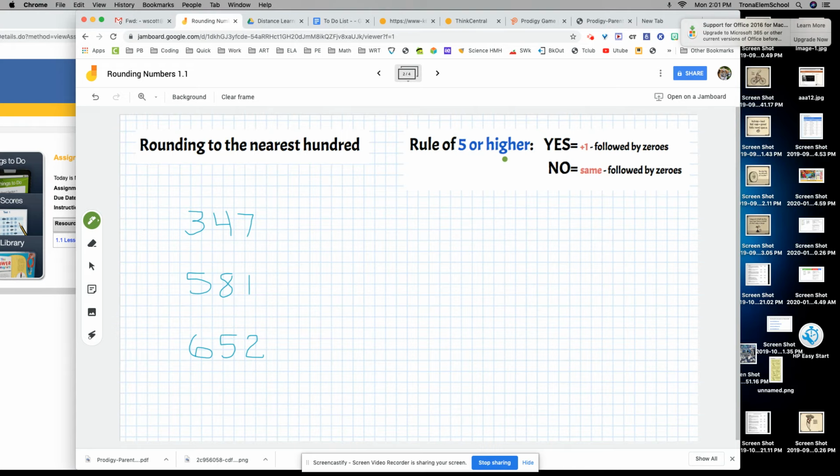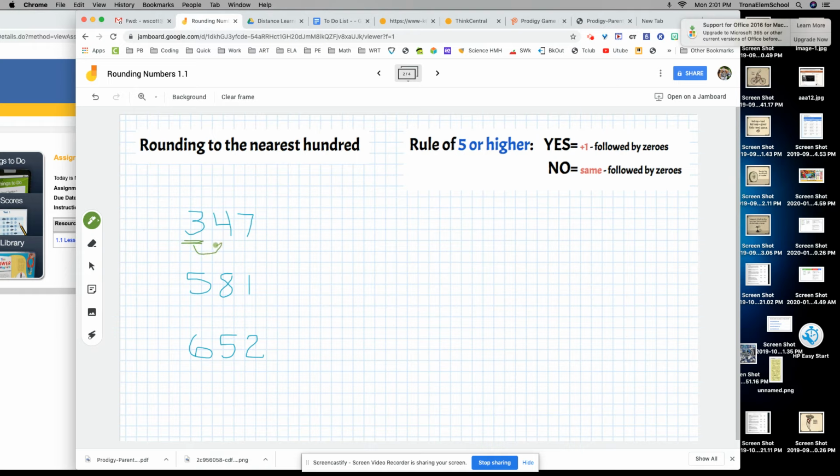If my answer is no, it's not 5 or higher, then my hundreds number will stay the same, followed by zeros to the right. All right, so our first problem is 347. We're rounding to the nearest hundred. So just like before, we're going to underline our hundreds number.